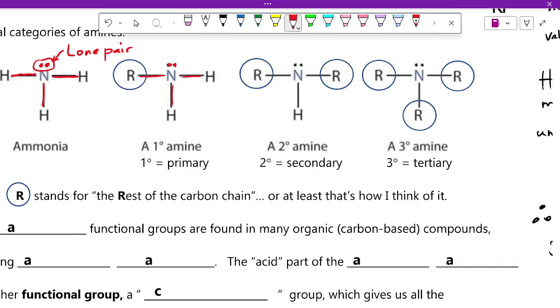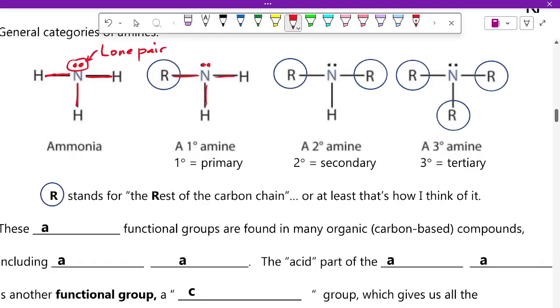Now, on the ends of each of those bonds, you might have a hydrogen. If you have a hydrogen on the end of each of those bonds, then we have NH3. And we know that NH3 is called ammonia. Now, if we take one of those hydrogens away and we replace it with an R group, what the heck is that R doing there? R stands for the rest of the carbon chain.